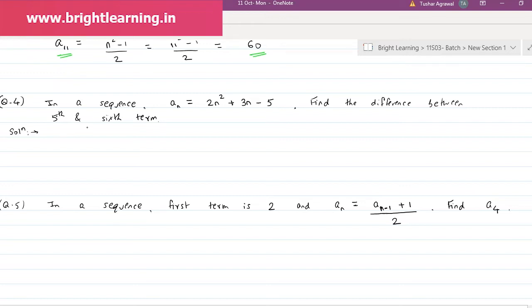Question number 4 should be easy. The motive behind giving question number 4 is don't go on finding each and every term, like first I will find the first term, then second, then third, fourth, fifth term. It's not necessary. But he has asked you the difference between the fifth term and sixth term. So calculate the sixth term. We just need to substitute 6 wherever you see n. Just put 6 there. Done, sir? Okay. And do question number 5.